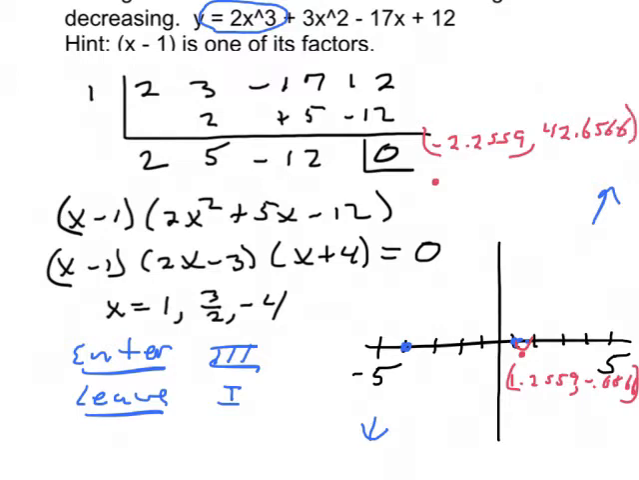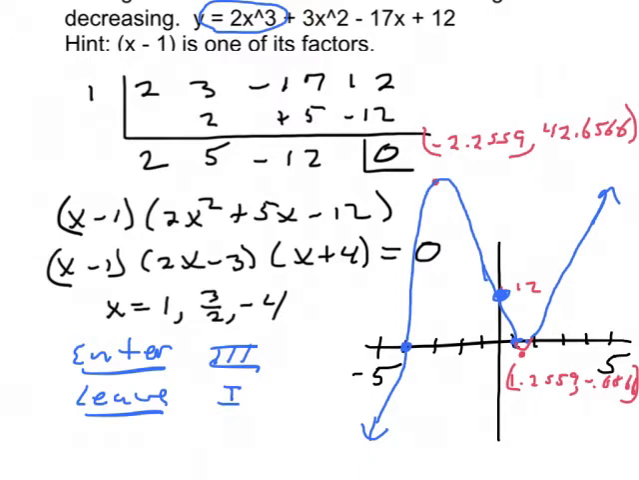42.6566. Alright, so the graph is going to come up like this. Now I need to find out where it's going to cross the y-intercept. It's going to cross at 12, so right in here it's going to be a 12. It goes something like that, crosses here at 12, and then it goes back up through. Okay, so that's kind of a rough sketch of the graph.